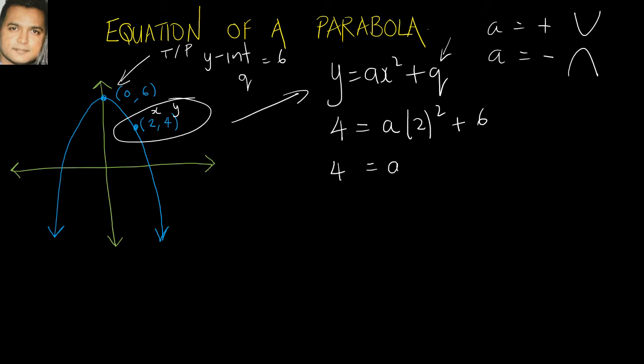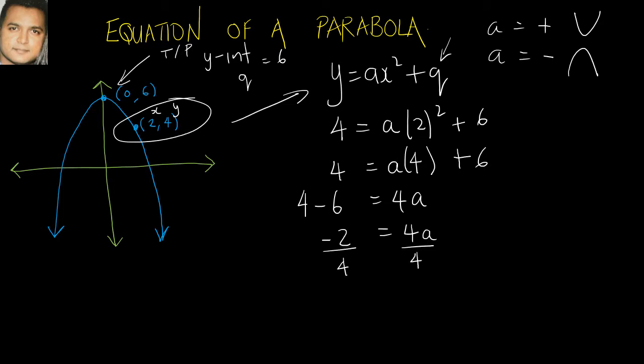A is equal to, this should be 4a, right, plus 6. So I'm going to take the 6 and put it on the other side. I'll have 4 minus 6 is equal to 4a, and that should be 4 minus 6 is minus 2 is equal to 4a. Now divide both sides by 4, and I should have an answer of a is equal to minus half. Now that my a is minus half, I can see it's a negative, and it coincides with my sad face.